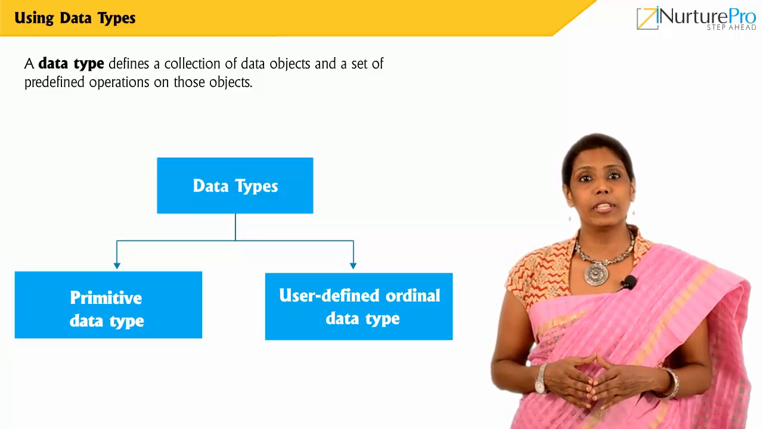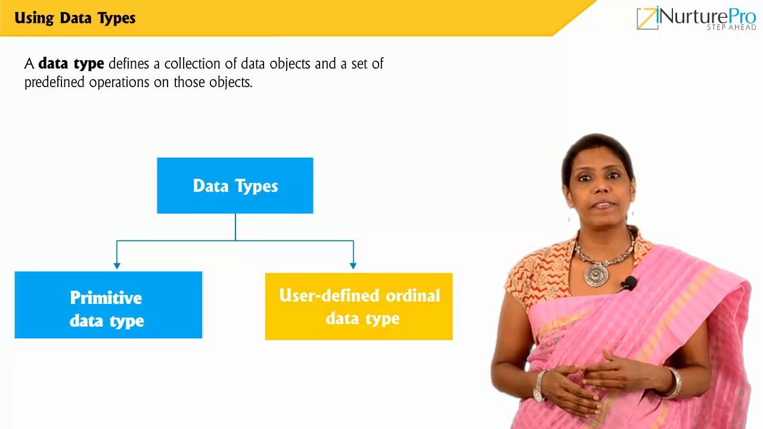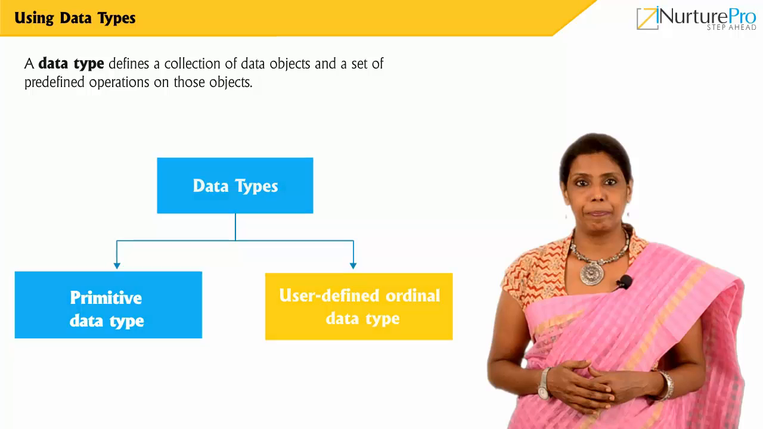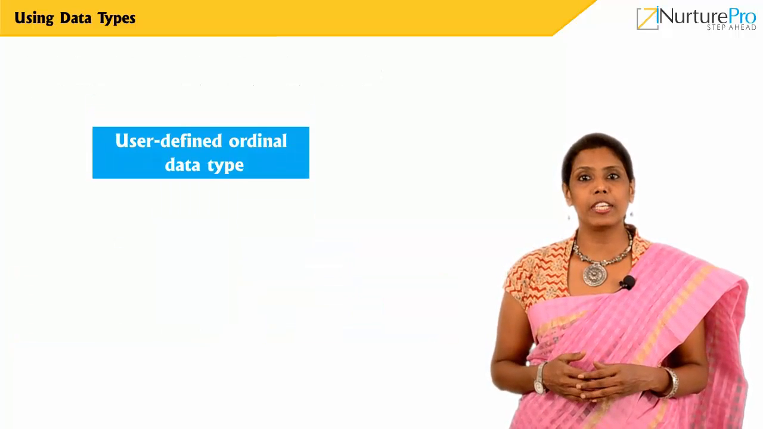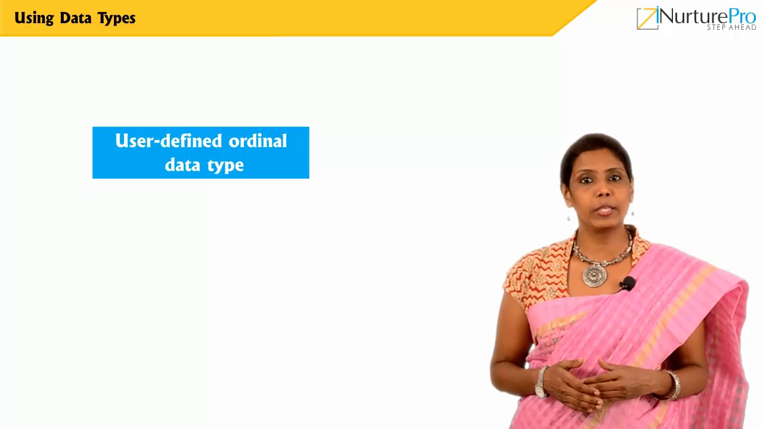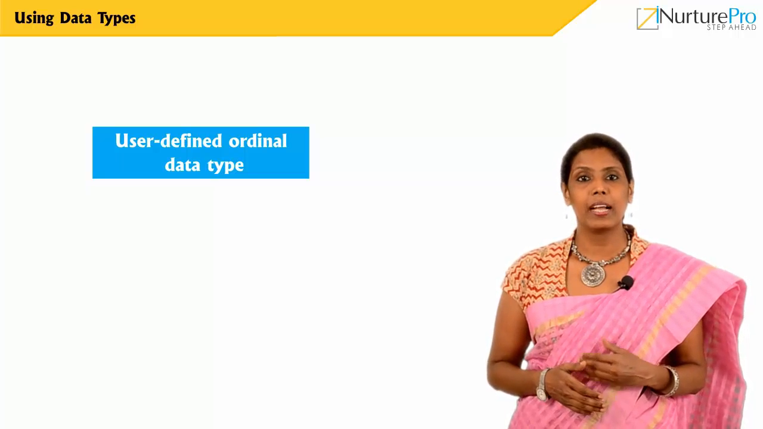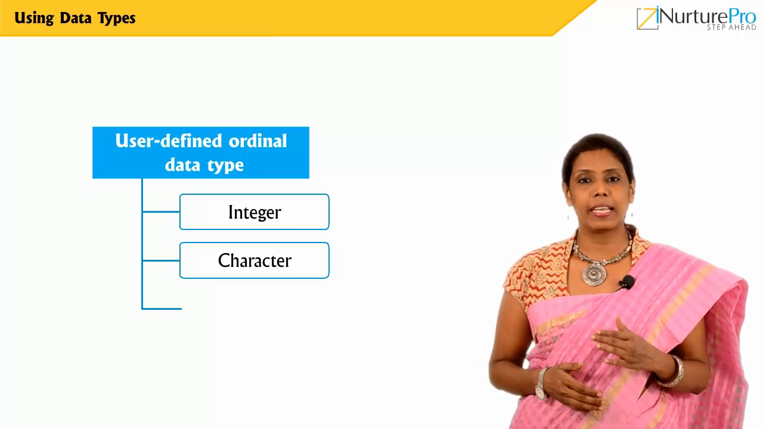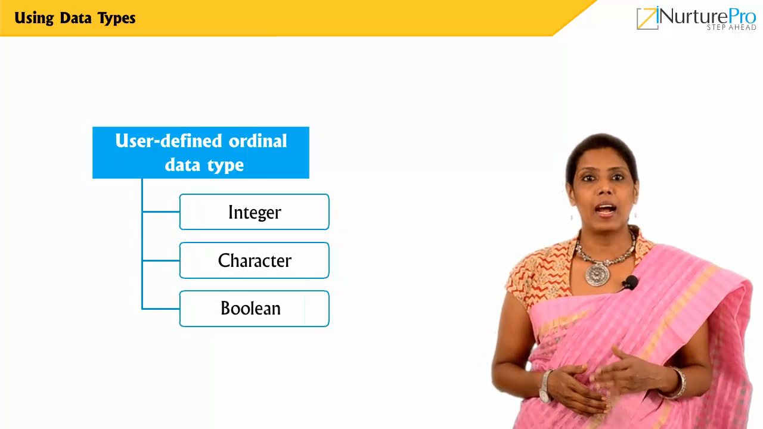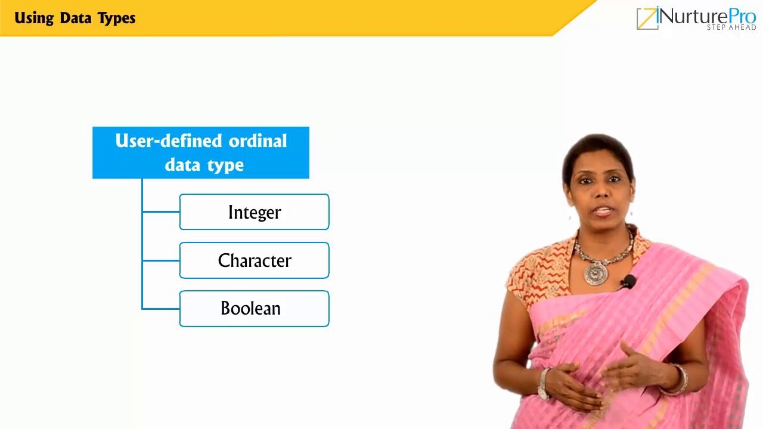Now let's learn about the next data type, user-defined ordinal data type. A user-defined ordinal data type is the one in which a range of possible values can be easily associated with a set of positive integers. Integer, character, Boolean are the examples of primitive ordinal types.